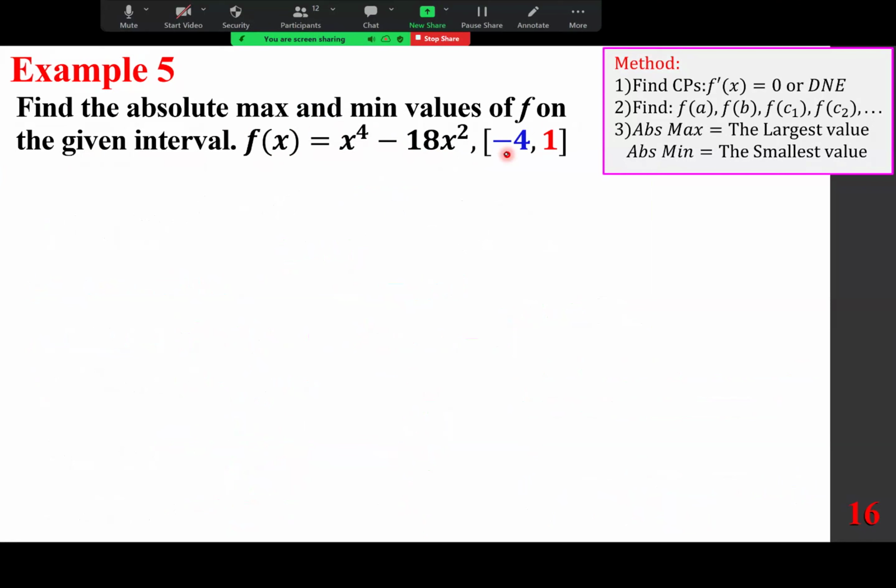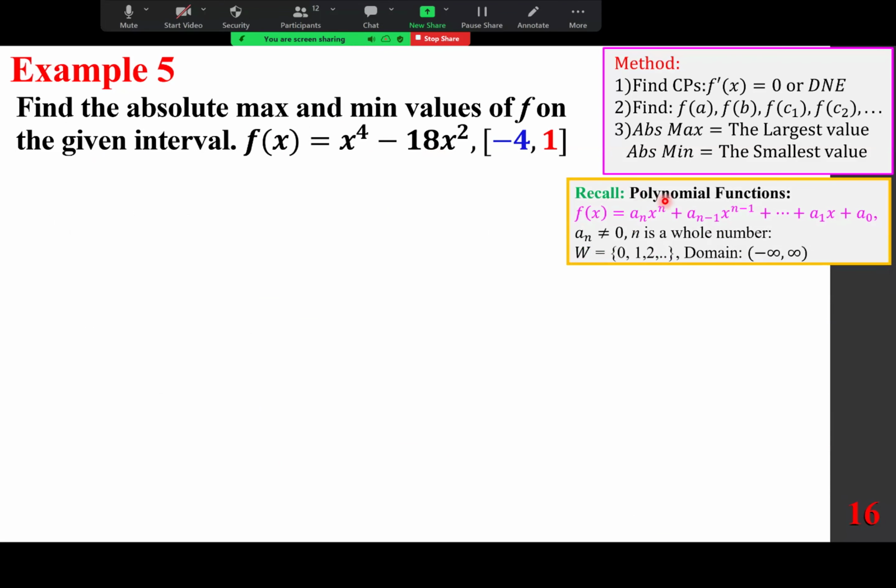So I'm going to remind you what a polynomial function is. F of x equals a sub n x to the power of n plus a sub n minus 1 x to the power of n minus 1 all the way to a sub 0, where a sub n, all of those coefficients, are important. A sub n, the first one, can't be 0, and n, all of those exponents, must be a whole number, where whole number is defined as 0, 1, 2 to infinity, and the domain is negative to positive infinity.